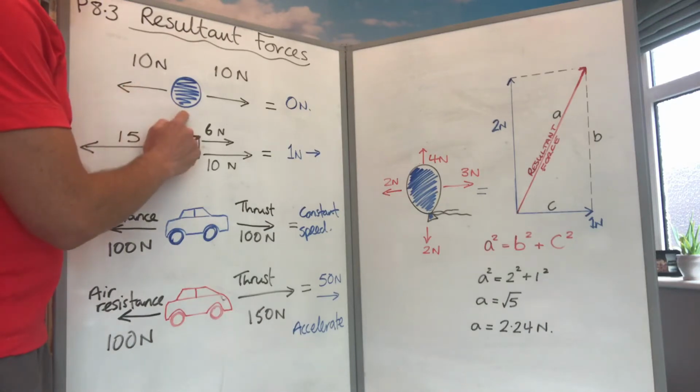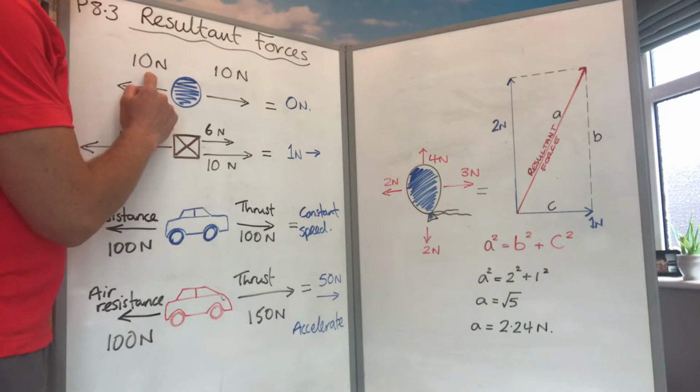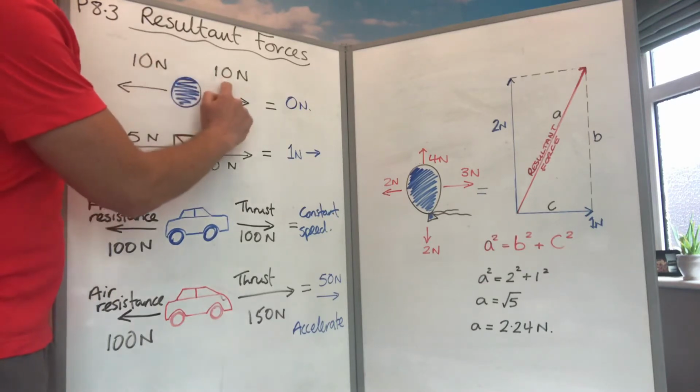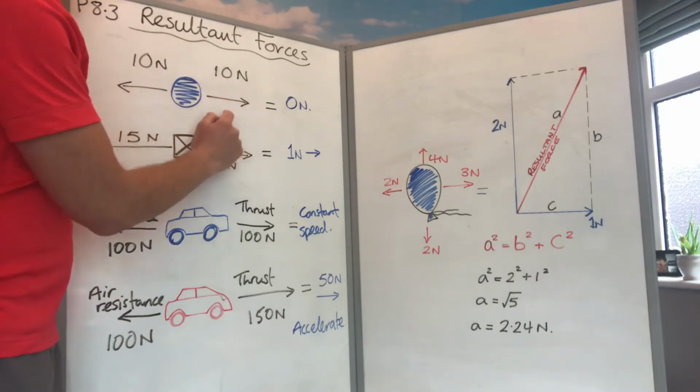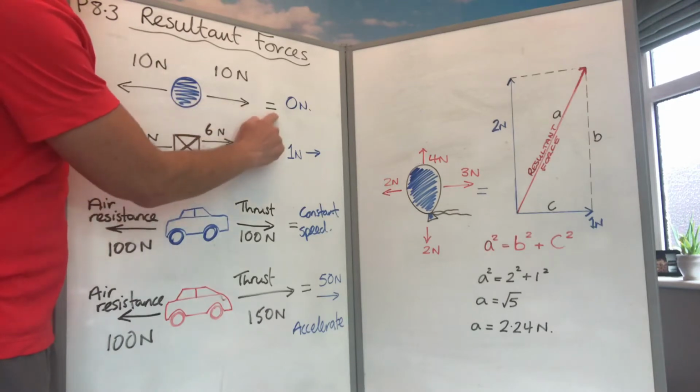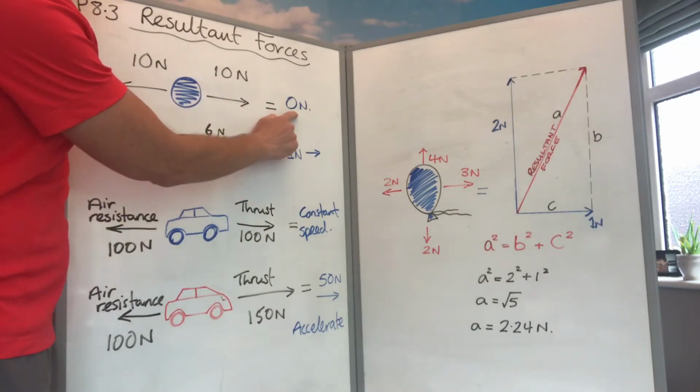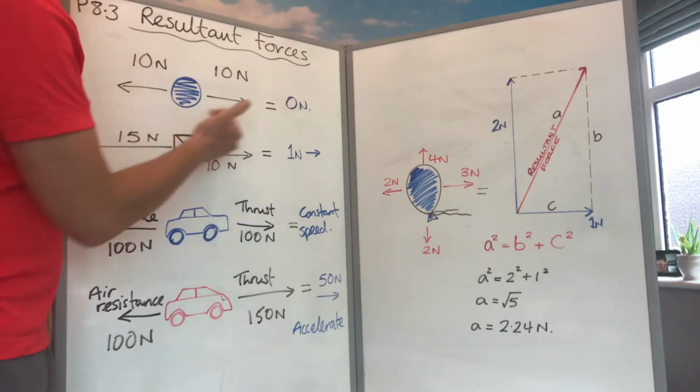So this ball here is not moving. It's got a force of 10 newtons pulling to the left, 10 newtons to the right. Because these are equal and opposite, the overall resultant force is 0 newtons. And we don't put a direction in because it's not moving anywhere.